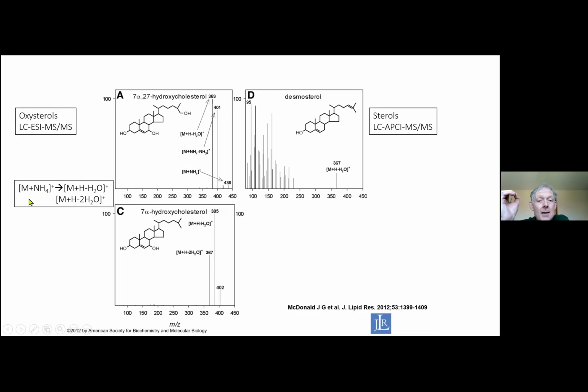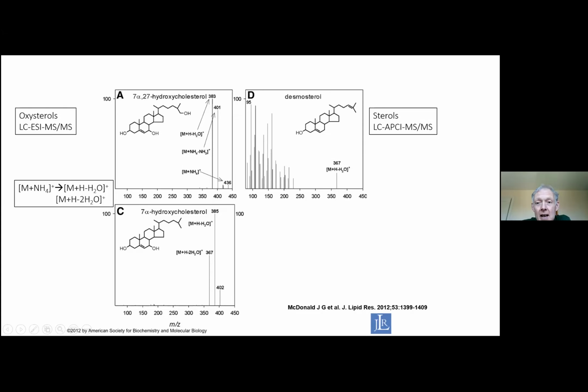But when you fragment the ammoniated molecular ion by MSMS, you get rather uninformative fragmentation patterns. You see the loss of water, or the loss of two waters. So this is good if you're going to do MRM, because you get a nice intense fragment ion, but it's not so good if you're interested in structural information, because the fragments are really down in the grass here, other than the loss of water.